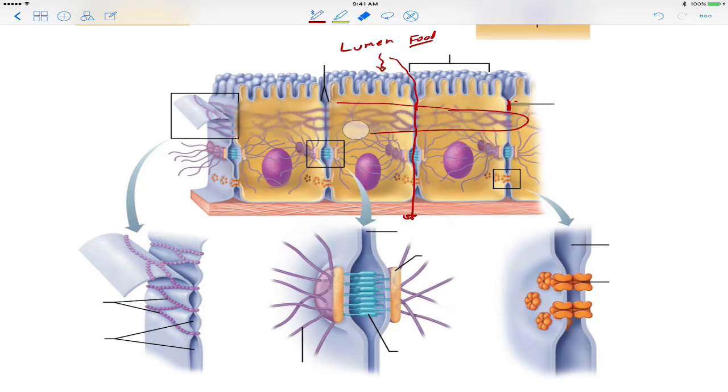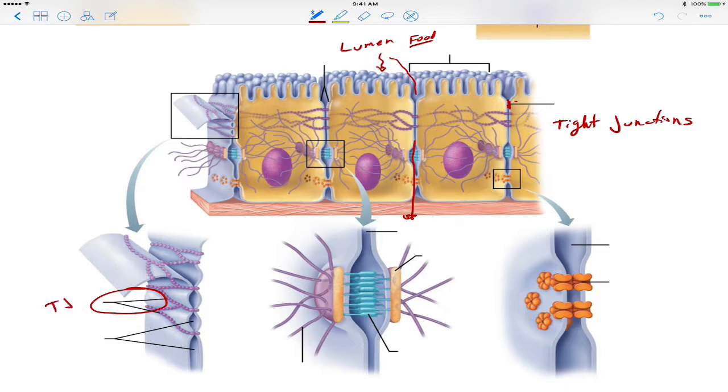Now let me get rid of some of these scribbles so it's not hard to see here. But that section right there, these special little lines there are called tight junctions. Tight junctions. And they form a waterproof impermeable barrier. So I guess we're zooming in on them over here. So these are the tight junctions right here.